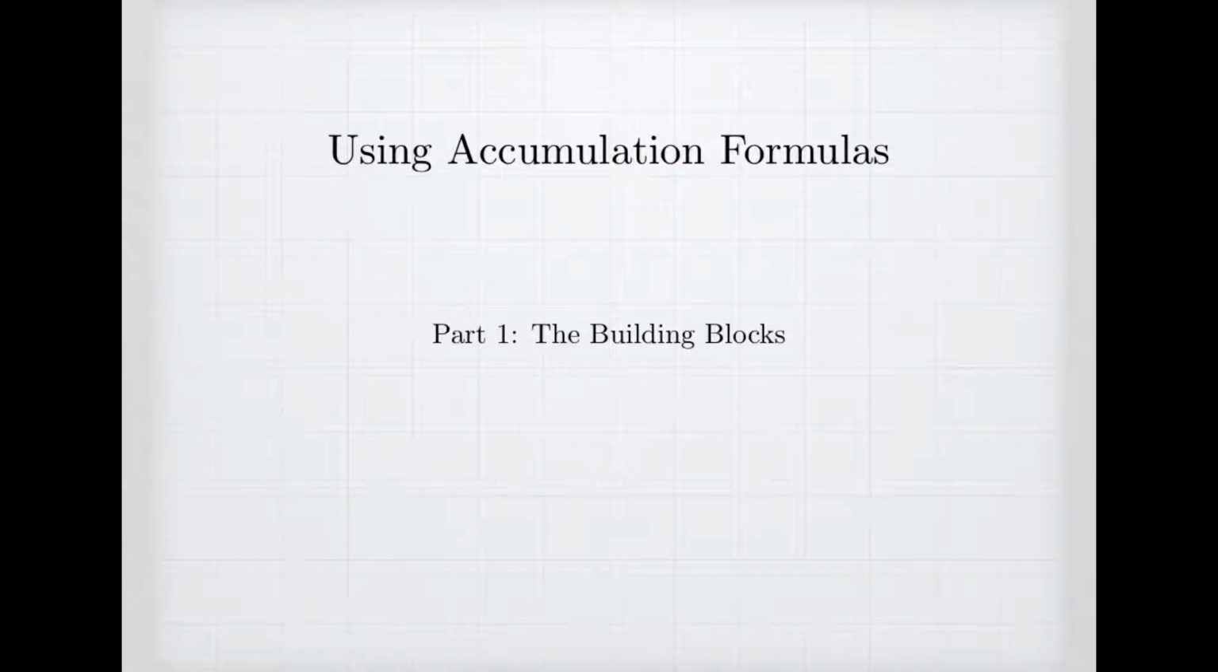In this first video on using accumulation formulas, we'll talk about the building blocks. That is, we'll look at some simple formulas of definite integrals that we'll know how to calculate exactly. In later videos, we'll look at how to put those pieces together to find integrals of more complicated formulas.